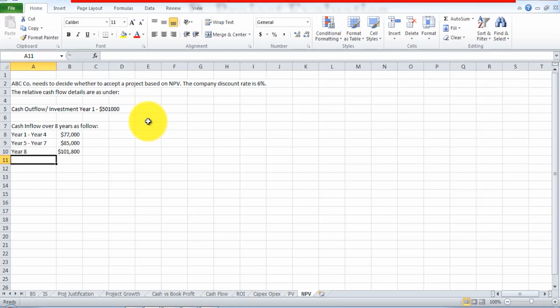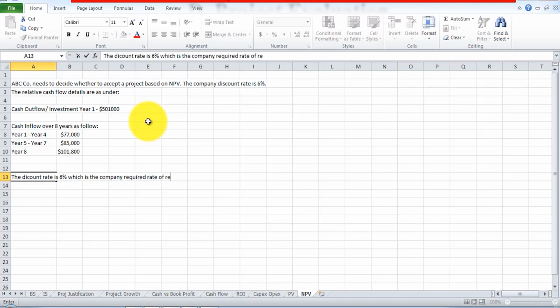Now we're going to compute the project's net present value. First of all, it's important to know the company's discount rate. The discount rate is 6%, which is the company's required rate of return. So we're going to need a couple of columns over here.